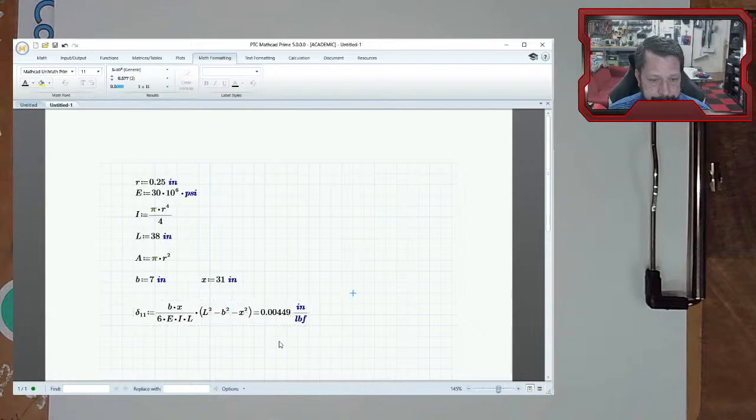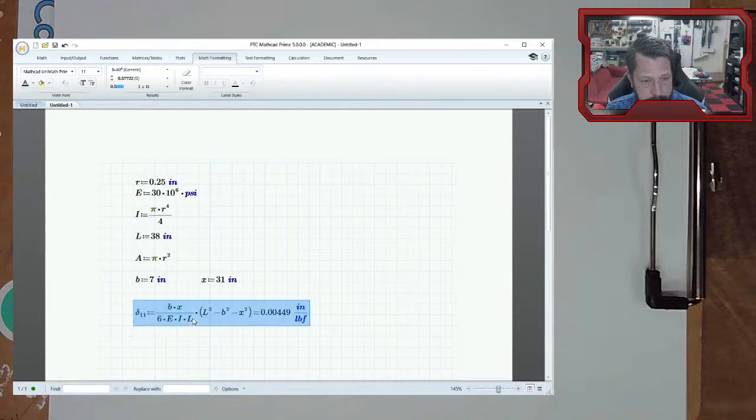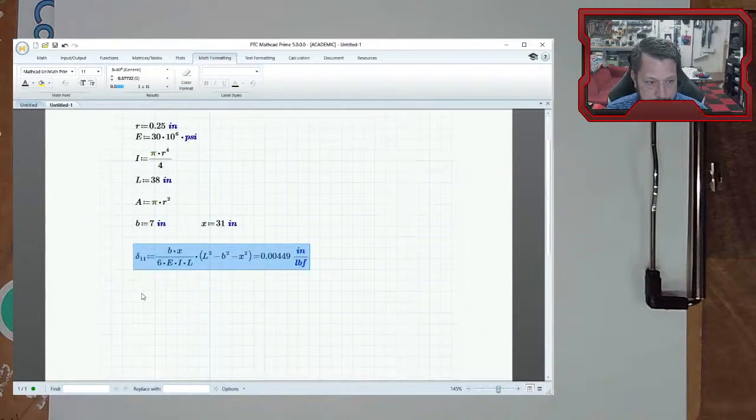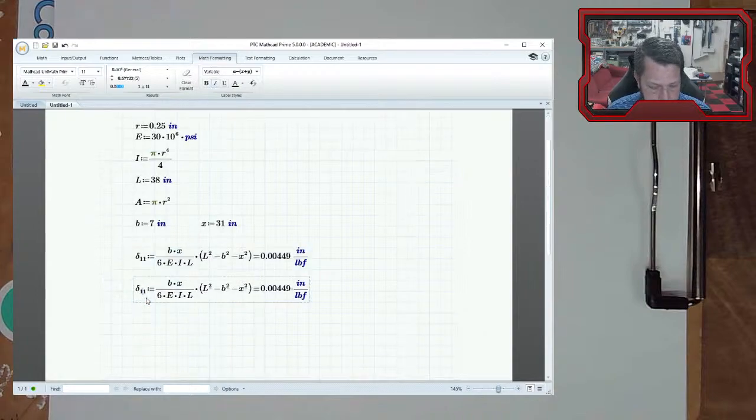All right, there we go. So we get 0.0449 inches per pound of force. And this is the influence coefficient of weight 1 at location 1. So I'm just going to copy that and do 2 at location 2.